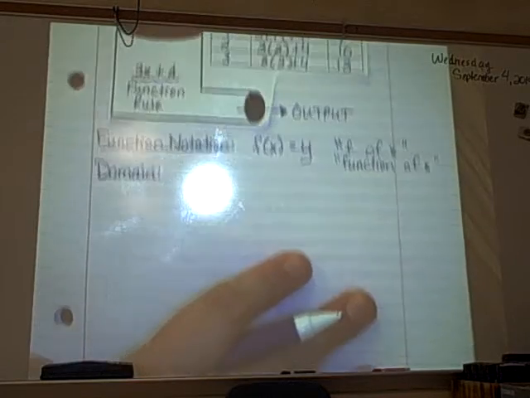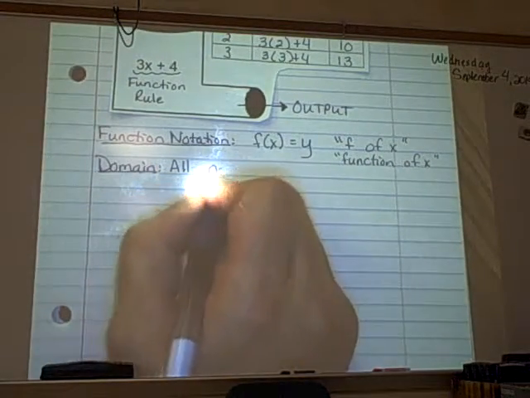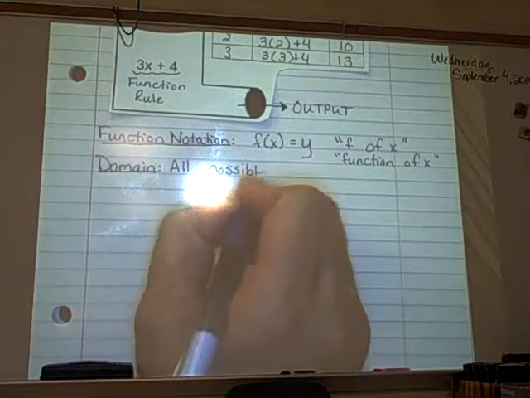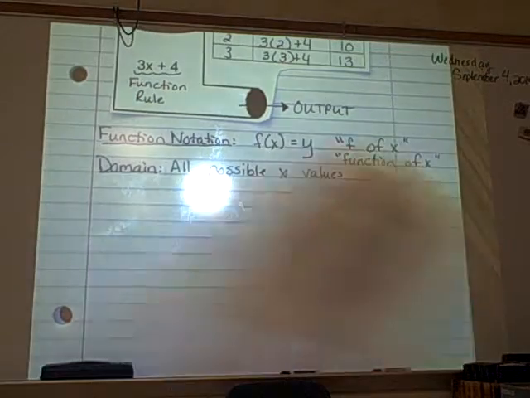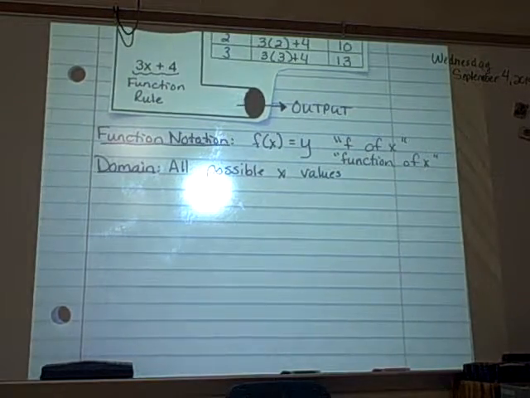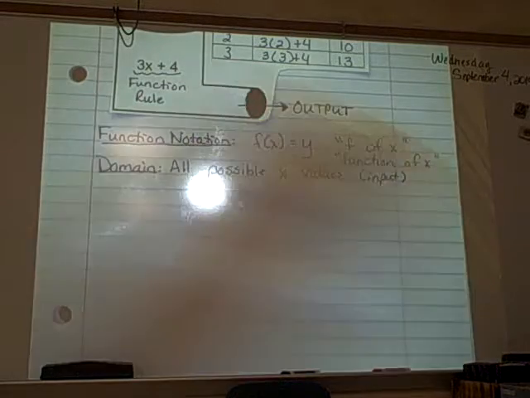Domain. Domain is all possible X values. All possible X values, all possible input. That's your domain.